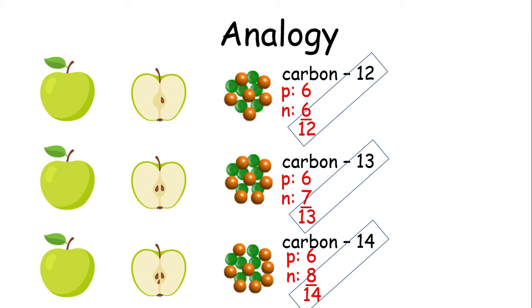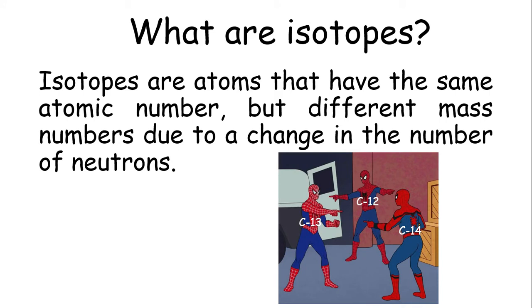So as you can see, they all have the same number of protons because they are the same element, carbon. Remember that the number of protons determines the identity of an atom. Isotopes only differ in the number of neutrons. So, what are isotopes? Isotopes are atoms that have the same atomic number but different mass numbers. This is due to the change in the number of neutrons.